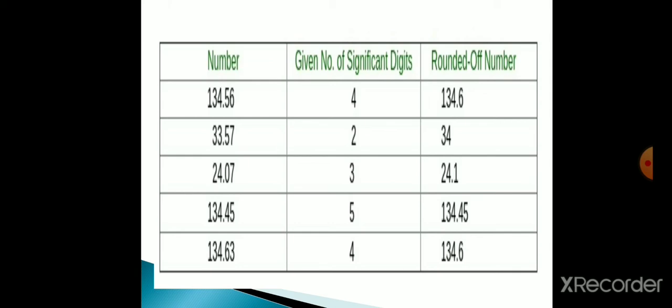In the number 134.45, which is rounded off to 5 significant figures, the number remains as such and the rounded off number is 134.45. In the example 134.63, which is rounded off to 4 significant figures, the dropped digit is 3, which is less than 5. So the previous digit remains unchanged and the rounded off number will be 134.6.